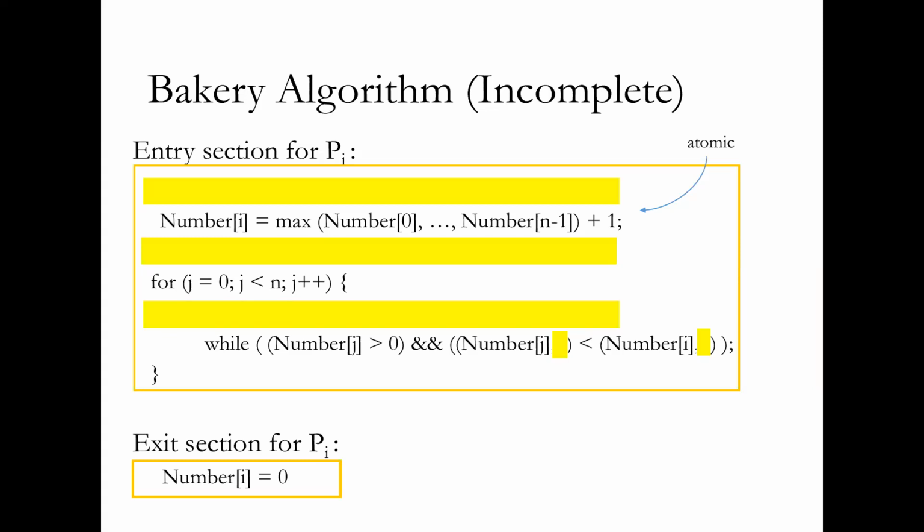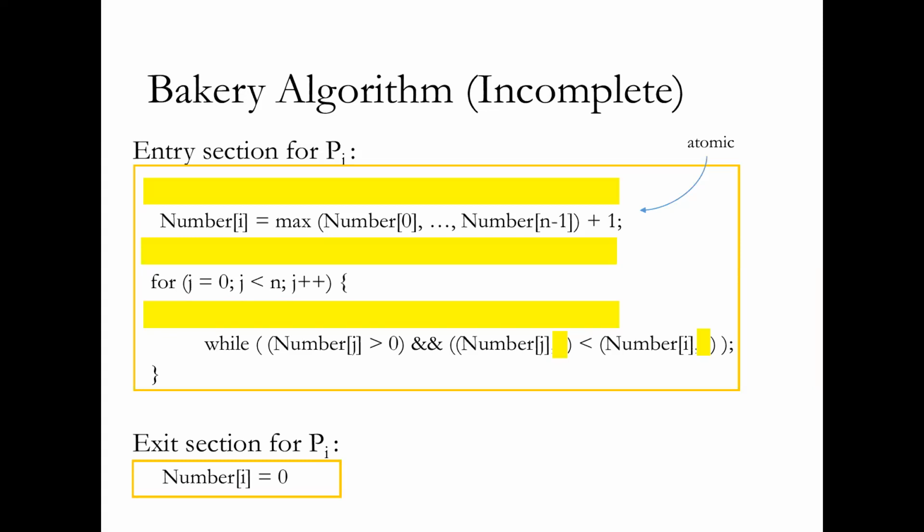Then in the loop, I'm going to check the following condition. While number j is... so I'm going to scan every task that I have in the system from 0 to n and check their ticket number. If the ticket number is greater than 0 — why is it greater than 0? Well, because if it's 0, that means there is no ticket. This task is not interested in the critical section, and we shouldn't even look at it. When we exit, we set number to 0. Therefore, we're only interested in the tasks that actually have a valid ticket. That means they have number greater than 0.